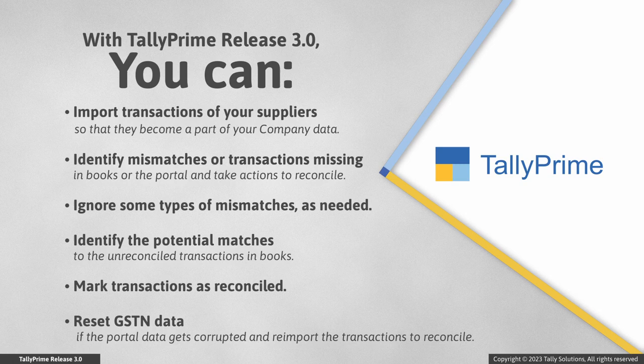TallyPrime also ensures that if there are mismatches or transactions that are missing in books or portal, then you are aware and can take actions to reconcile as needed. Further, you can choose to ignore some types of mismatches such as presence of prefix or suffix, special characters and others. What's more, the report also recommends the transactions in your books that match the transactions of your suppliers with some difference as potential matches. Therefore, you can mark such transactions as reconciled.